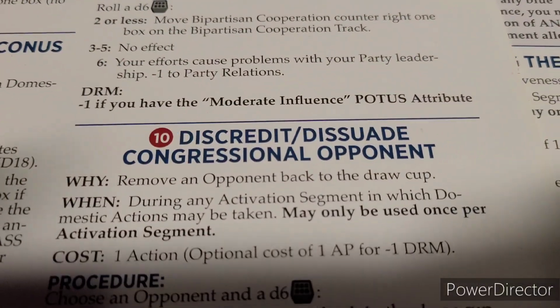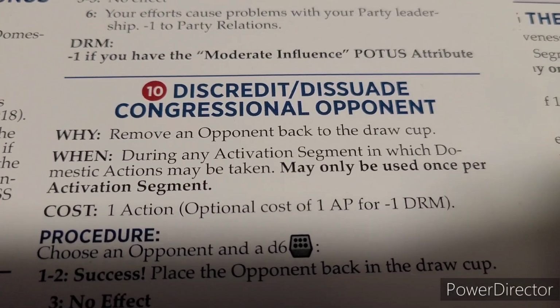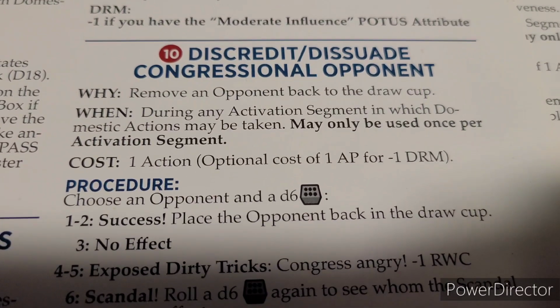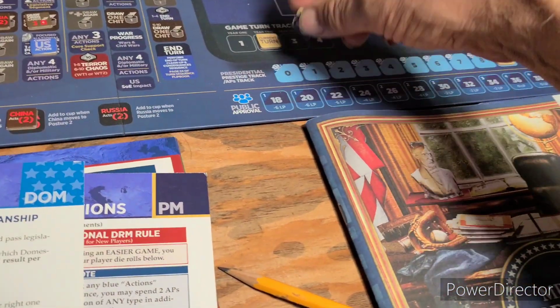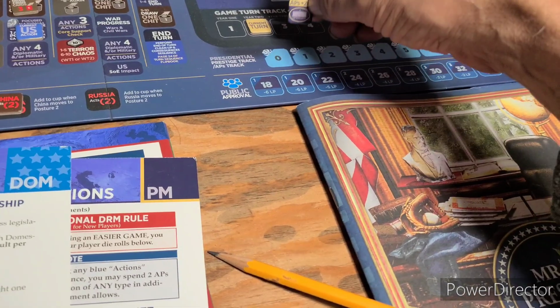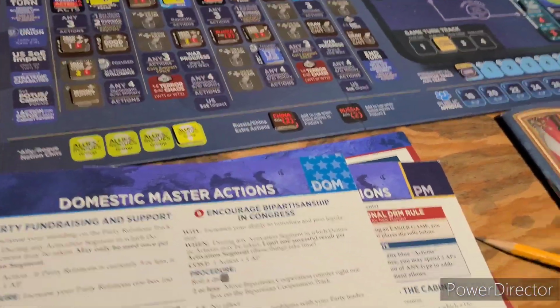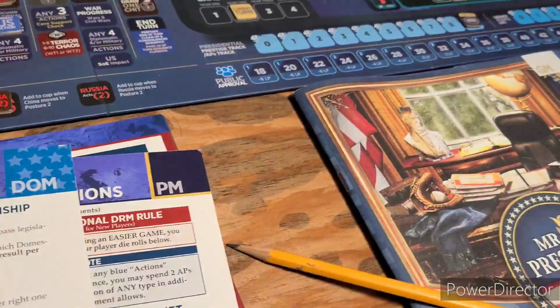All right, for my Chief of Staff, we're going to do the dirty work. Discredit and dissuade a congressional opponent. I want to remove one of those back to the draw cup. It costs 1 action point for 1 die roll modifier. We will do that. We're at the 20 action point mark, and we'll go down to 19. Action points times 10, 19. We get a -1 die roll modifier.